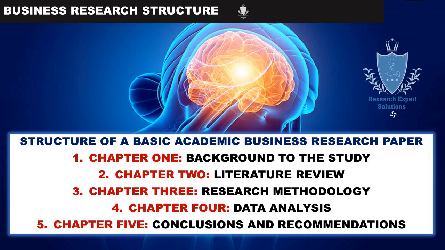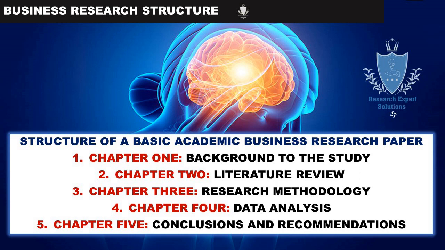So the business research structure, based on some basic academic business research paper, comprises of chapter 1, which is basically the background of the study, and chapter 2, which is the literature review, and chapter 3, which is basically research methodology, and chapter 4, which is data analysis, and chapter 5, which provides the conclusions and recommendations.